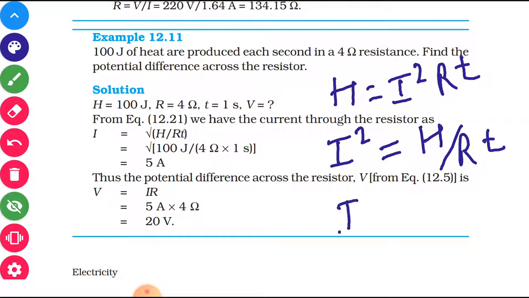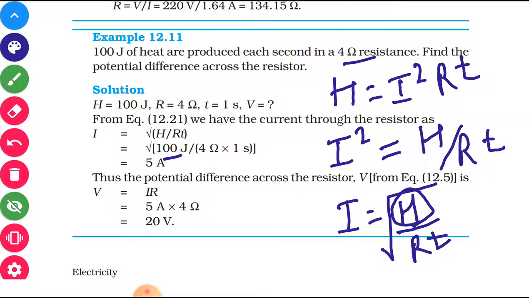So I will be equal to the square root of H upon R into t. All the values are given: heat is 100 joules, so instead of H we write 100. Then resistance is 4 ohm, and time is per second, so 1 second. So you get I is equal to 5 ampere, very easy to calculate, and V is equal to IR.